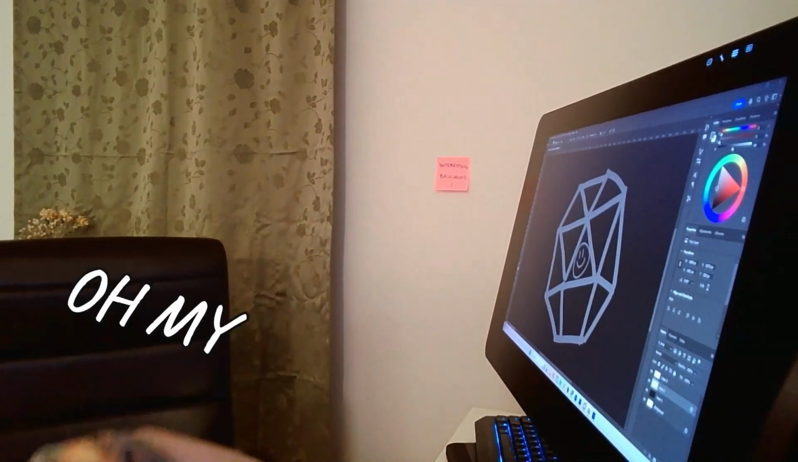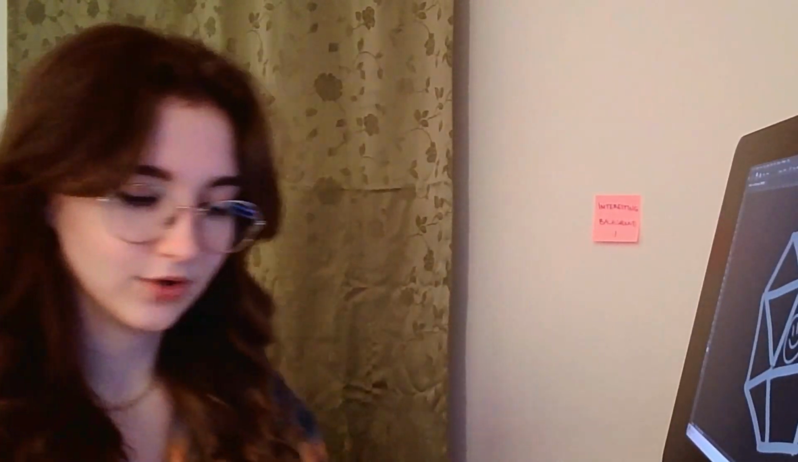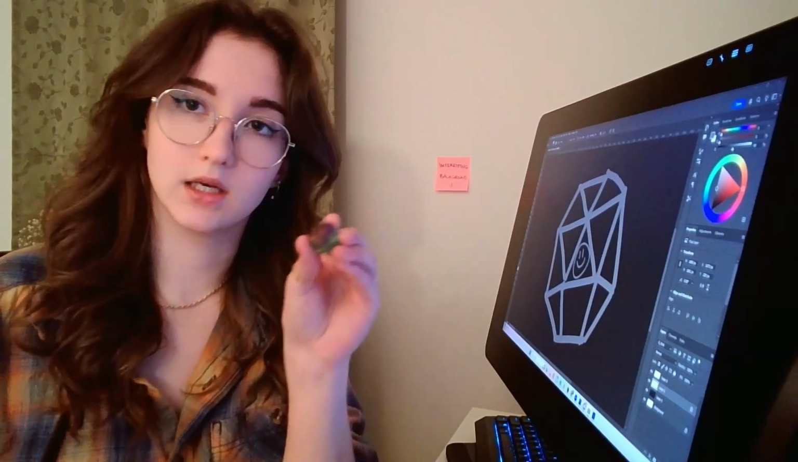The dice. Oh my god! It rolled a nat one. I don't know what that says, but it literally landed on the one, so that's a good sign. Today, I'm going to be using D&D dice to design props.